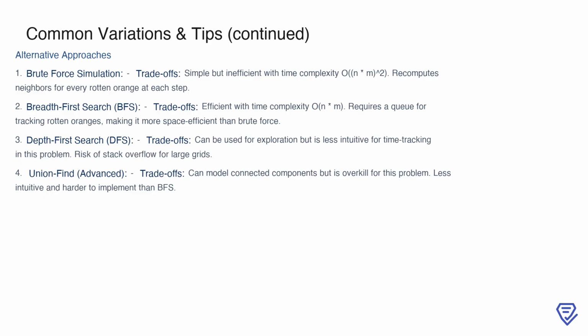Depth-first search, or DFS, can also be used to explore the grid, but it's less intuitive for time tracking in this specific scenario. Additionally, DFS risks stack overflow for large grids, making it less suitable here. Finally, there's the advanced option of using Union-Find to model connected components, though this is generally overkill for rotting oranges. It's also less intuitive and harder to implement compared to BFS. Overall, BFS strikes the best balance between simplicity and efficiency for this problem.